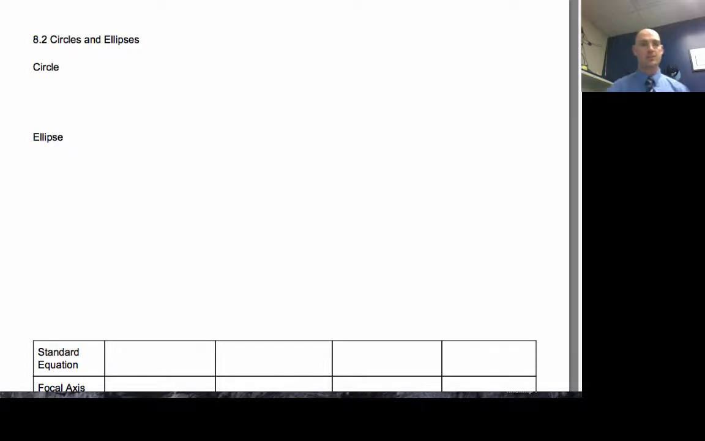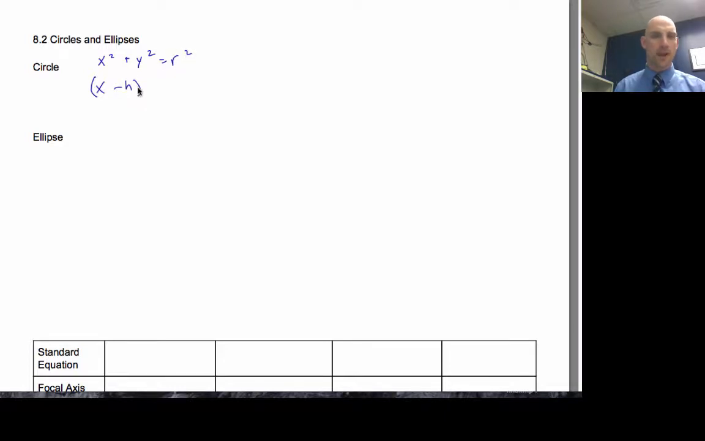Welcome back. Today we're going to talk about circles and ellipses. The cool part about circles and ellipses is they're very closely related. Let's look at the equation for a circle. We're going to generalize it here. With the equation for a circle, you're probably familiar with this one: x squared plus y squared equals r squared.